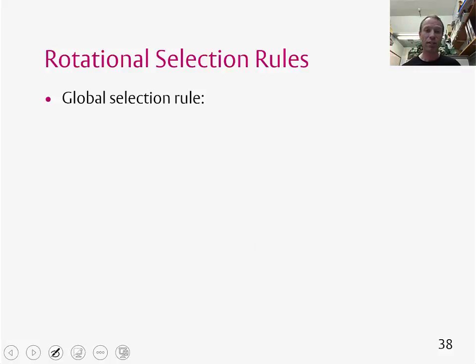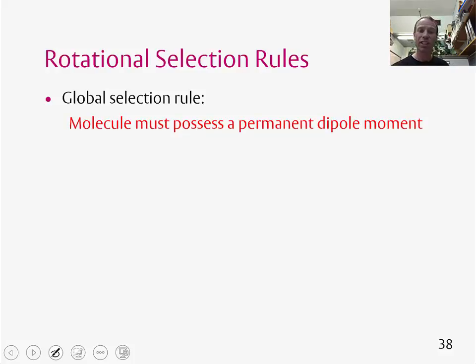For most selection rules, there is a global selection rule and a specific selection rule. So here, the global selection rule states that the molecule must possess a permanent dipole moment. If it doesn't possess a permanent dipole moment, we can forget completely about rotational absorption spectroscopy. If it does have a permanent dipole moment, then we can think about the specific selection rule. And the specific selection rule for rotational absorption spectroscopy is delta J equals plus or minus 1.